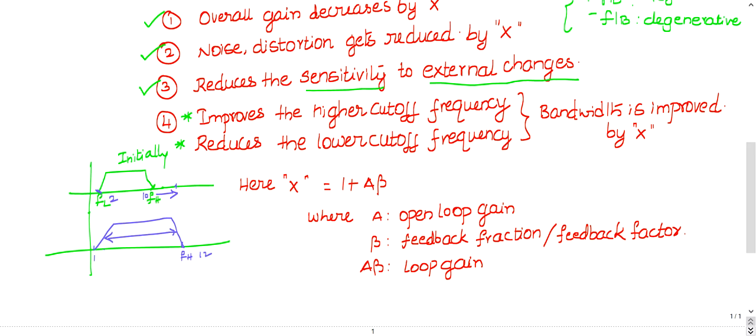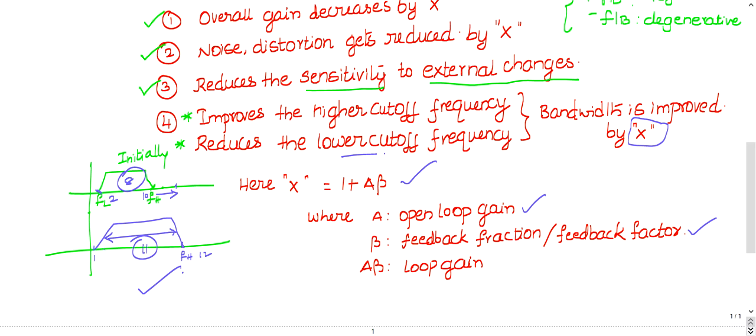Previously the bandwidth was 10 minus 2, so 8. Now 12 minus 1 is 11. So the overall bandwidth will increase if the higher cutoff frequency is increased and the lower cutoff frequency is decreased. So overall bandwidth is improved by a factor x. x is nothing but 1 plus A beta, where A is the open loop gain of the transfer function, and beta is the feedback fraction or feedback factor.